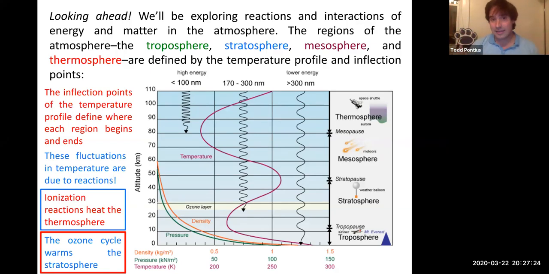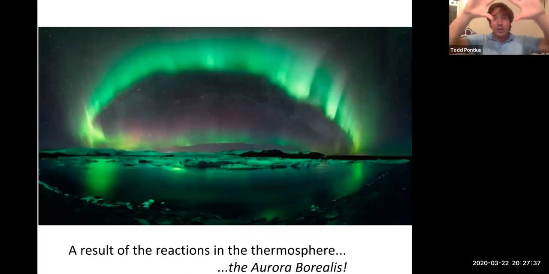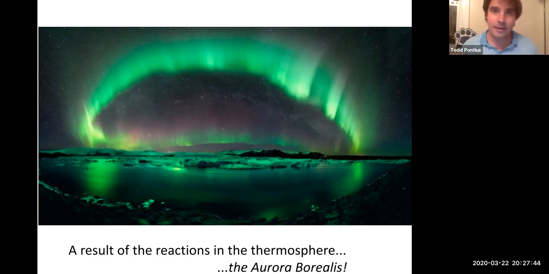Now, the other thing that's kind of interesting about these ionizing reactions that take place up there is that there are interactions with the Earth's magnetic field, and what they end up creating is this really cool, vibrant display of lights called the aurora borealis. These are caused by the ionizing reactions in the thermosphere. Neat.